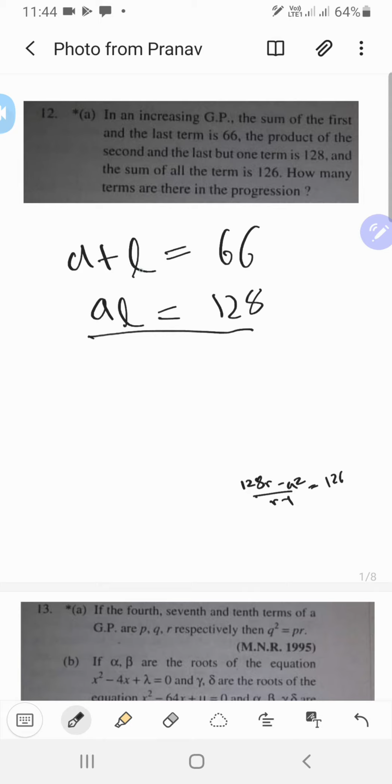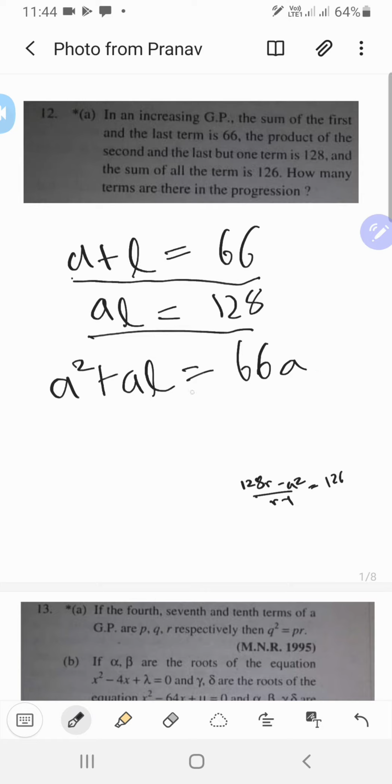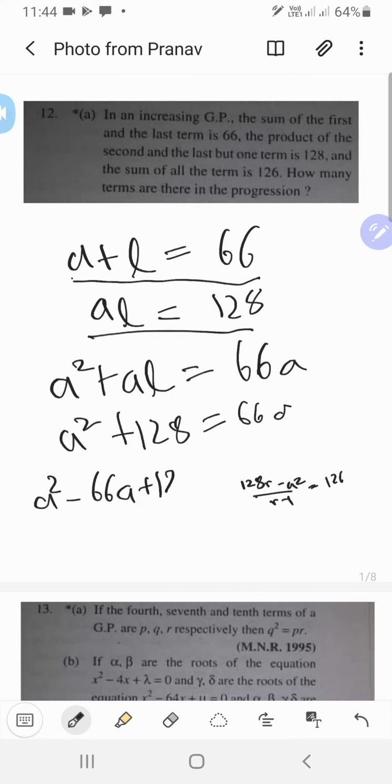We will be using these two equations first. I'm going to multiply the equation A plus L equals 66 by A. So I will get A squared plus AL equals 66A. Now I can put in the value of AL, so A squared plus 128 equals 66A, which means A squared minus 66A plus 128 equals 0. Now we want to factorize 128 into two numbers which add up to 66.